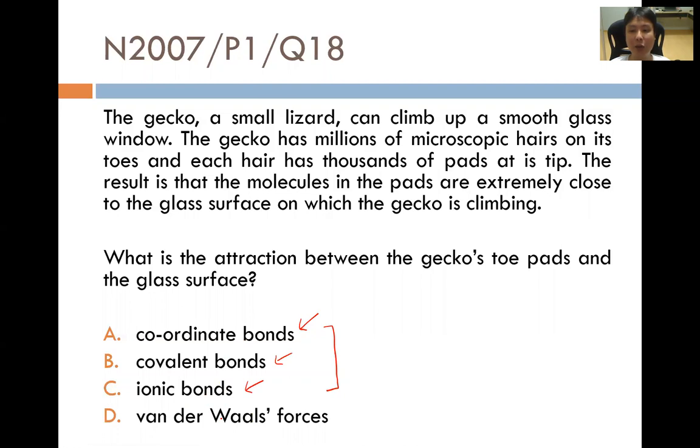Now, if the attraction between the gecko's toe pads and the glass surface is these three types of bonds, then once it forms, it's not going to be able to break easily, and hence the gecko will just be stuck to the glass surface and not going to be easily moving up it. I can also tell you that if you have a piece of glass, they are actually made out of many OH groups coming out of the glass. So it is very likely that the attraction between the gecko's toe pads and the glass surface is through hydrogen bonding, which is a type of van der Waals forces of attraction.